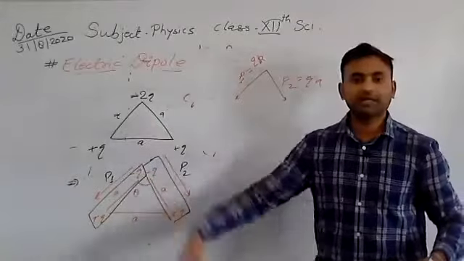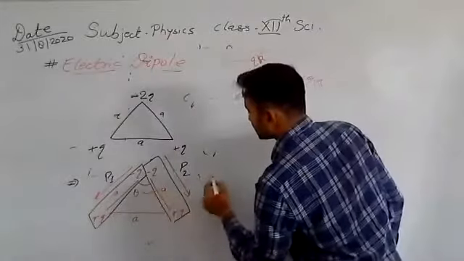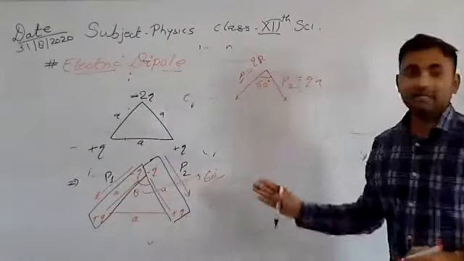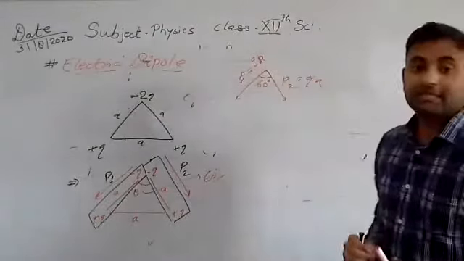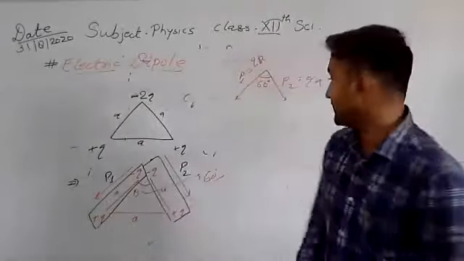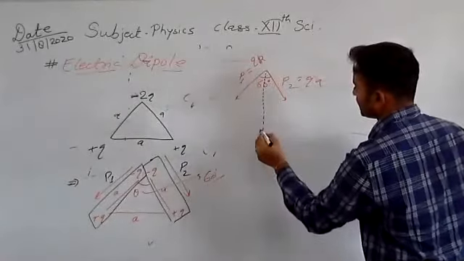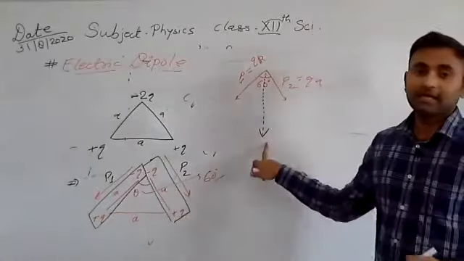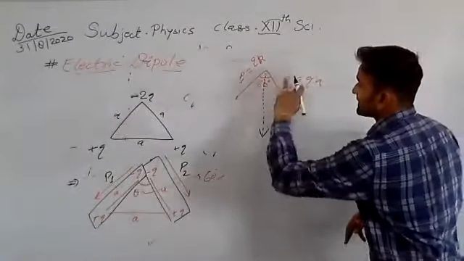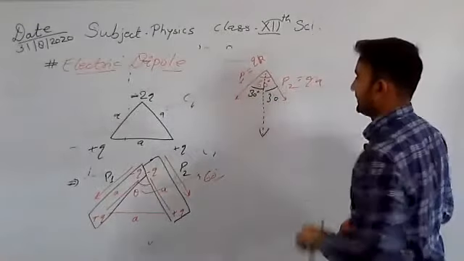Now, who will tell me this angle theta? If it is an equilateral triangle, this theta will be what? 60 degree. So we have 60 degree angle between this dipole and this dipole. So what will be the direction of the resultant dipole? Due to symmetry, I can say that the direction of the resultant dipole will be in this side. Now, what will be the magnitude? If these two are same, then this is 30 degree and this is 30 degree.